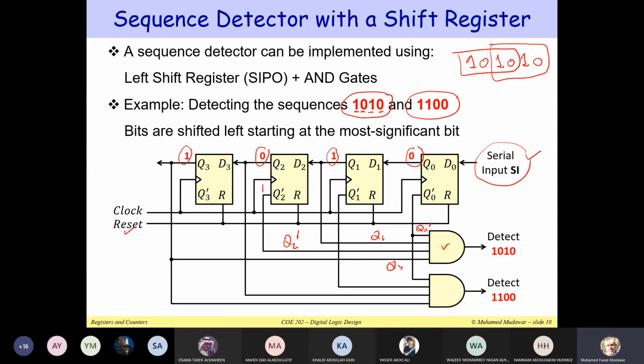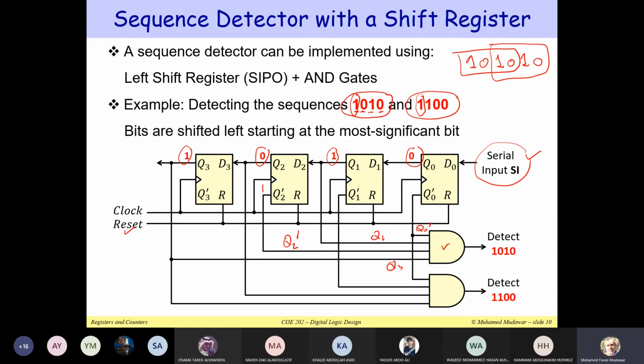So in this example, I'm detecting sequences that start with a 1. You can see that 1 is the most significant bit. So we have to wait until 1 appears at Q3. This is why we reset. We reset, it means that we clear all of these flip-flops initially before we detect any sequence, and we have to wait for 4 cycles until we detect this.